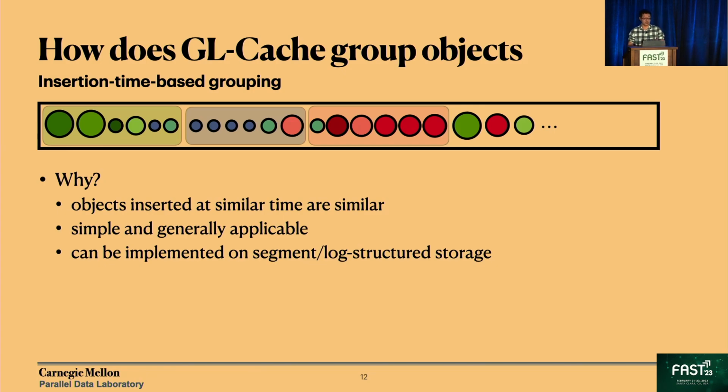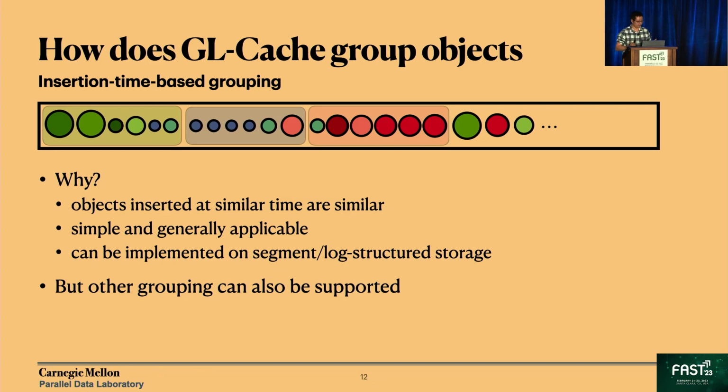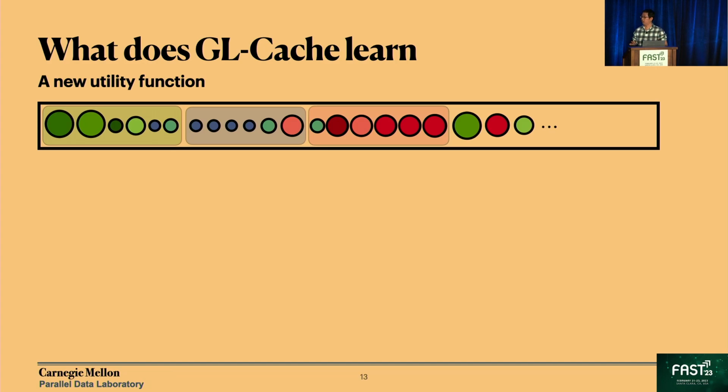Third, insertion time-based grouping can be implemented on segment or log-structured storage. So we can harness the benefits of log-structured storage, such as less fragmentation, higher throughput, and flash friendliness. Even though we use insertion time-based grouping, we can also support other groupings. Okay, so that's how we group objects.